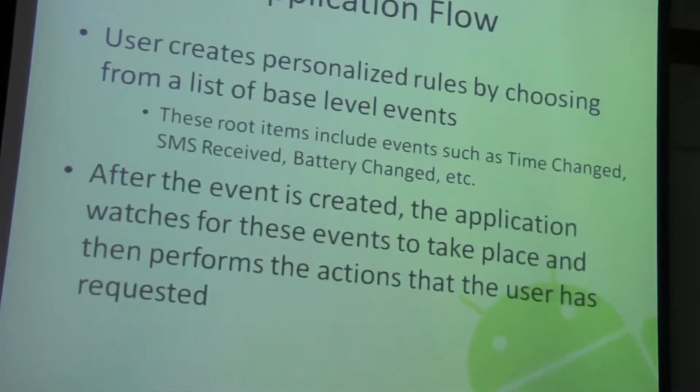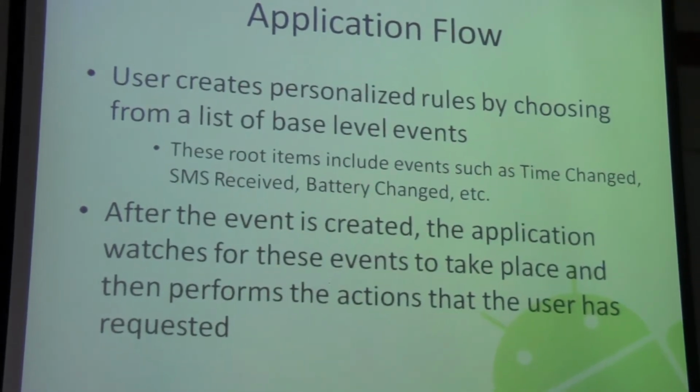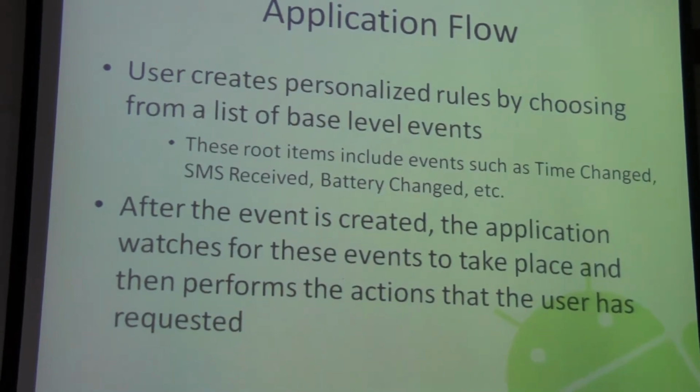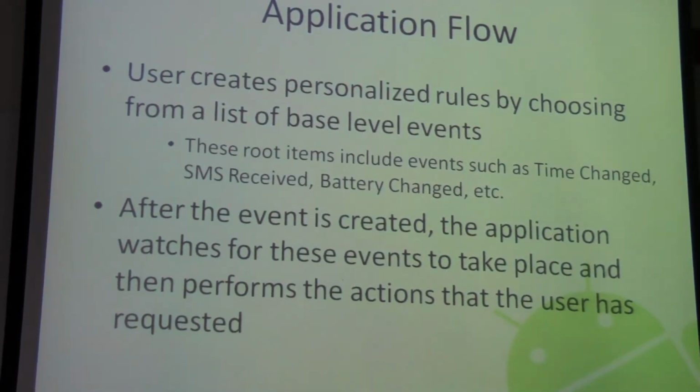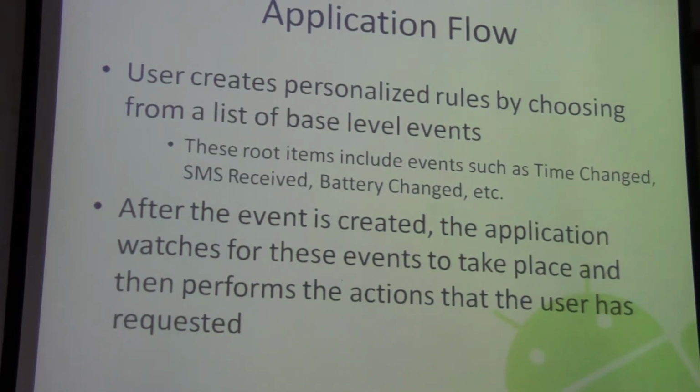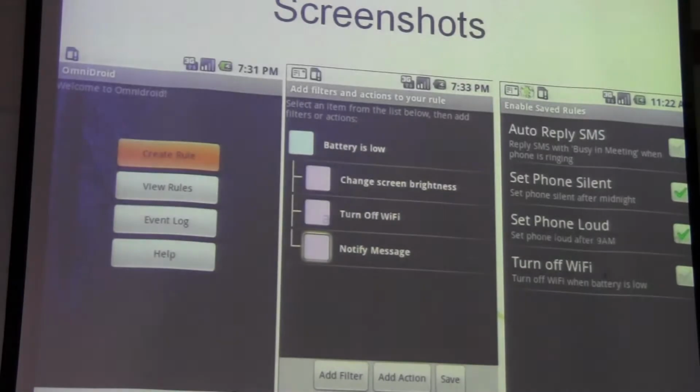The application flow is basically, you open it up, you select from a large list of filters that you want to choose from. You got battery change, SMS received, a multitude of things. After the event is created, it runs in the background, it watches for these events, and when they happen, it acts on the rules that the user selected.